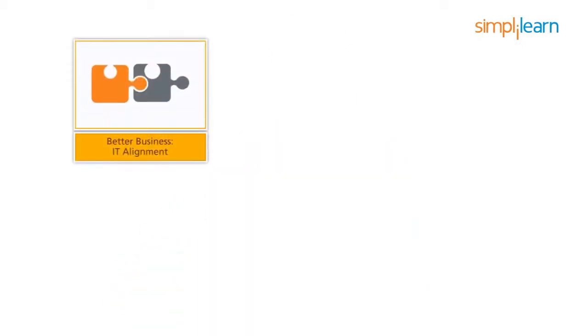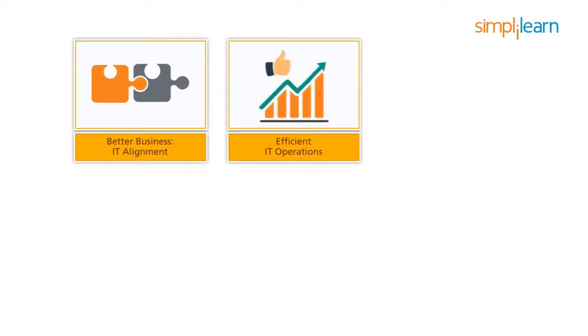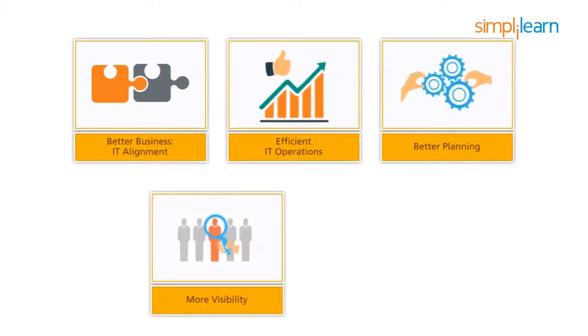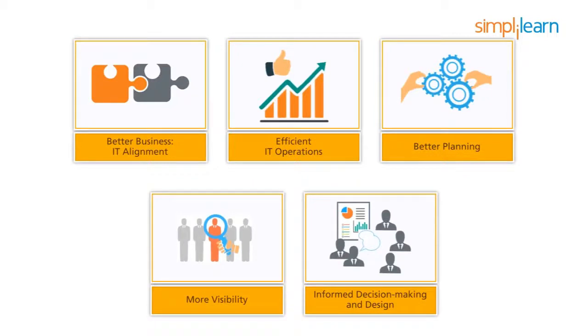The simple answer is business IT alignment. The enterprise architecture process has led to better business IT alignment, more efficient IT operations, better planning, more visibility, and more informed decision-making and designs. Enterprise architecture has shown its effectiveness in a wide range of industries and across an equally wide range of projects, and is known for its effectiveness in providing a strategic context to IT projects.